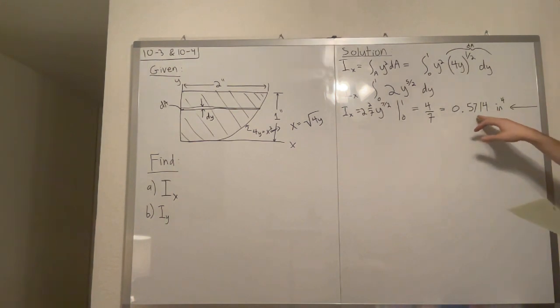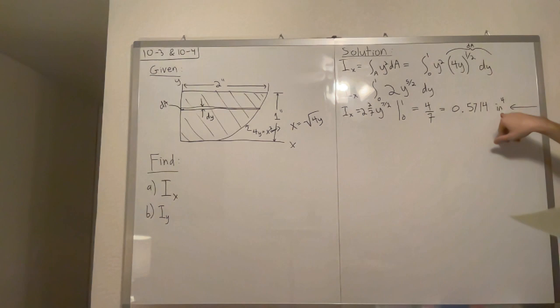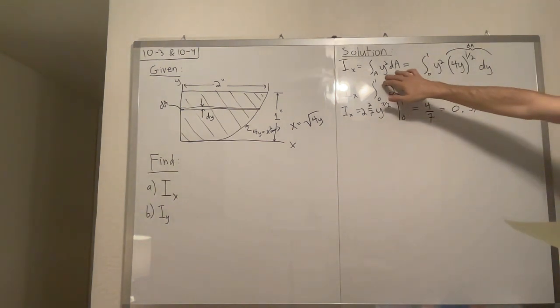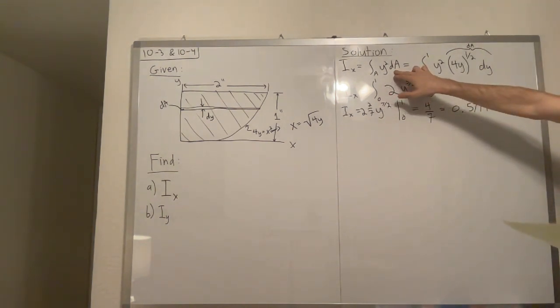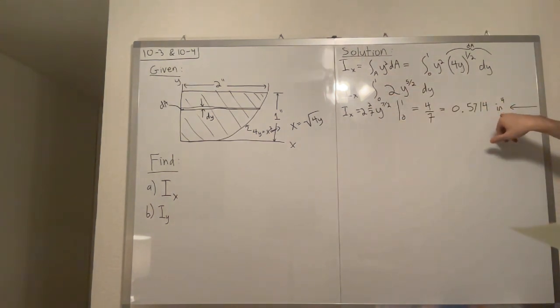So that's how we would approach Ix. Again, we see units are of length to the fourth, which makes sense. Given what we had here, we have an area, which is going to have unit length squared, and a y squared, which is going to have length squared. So we should end up with length to the fourth.